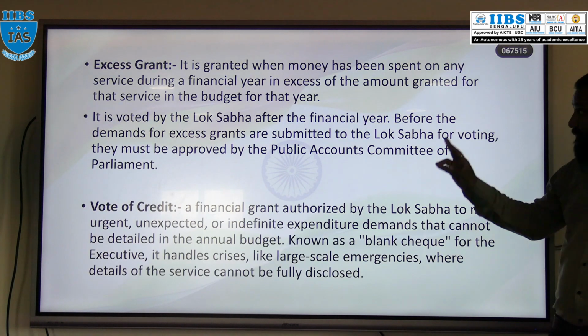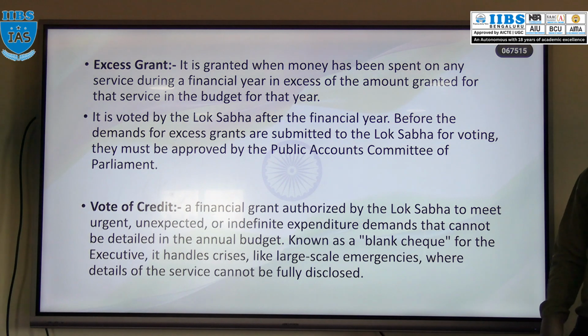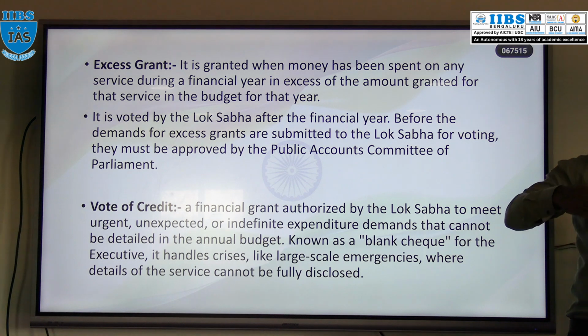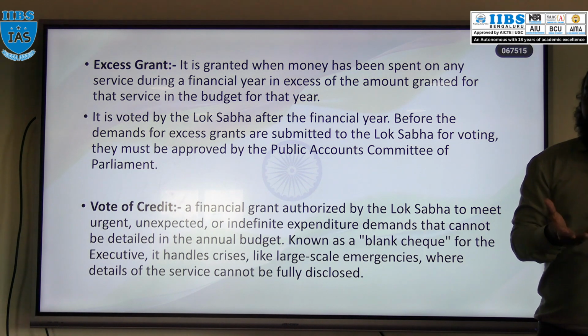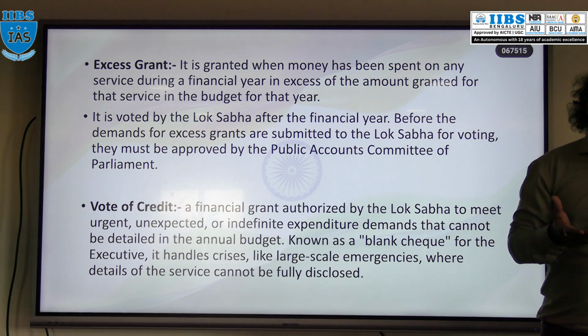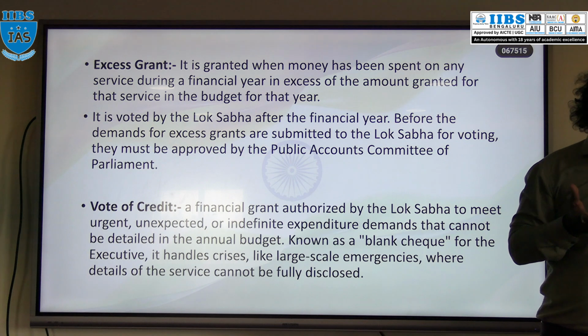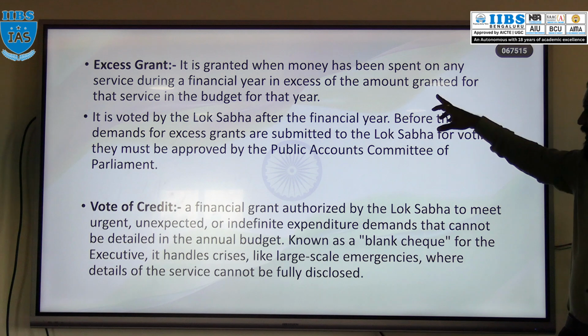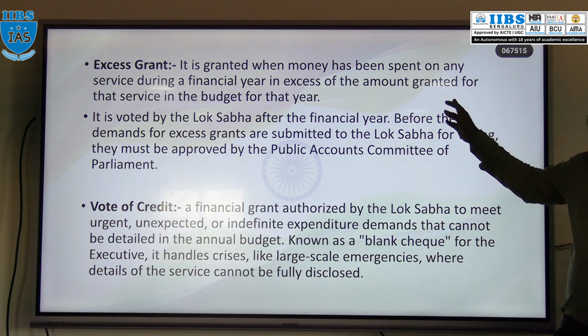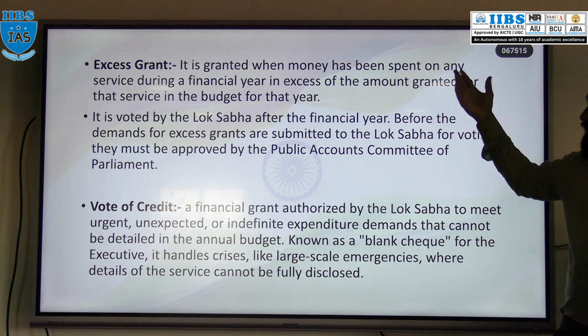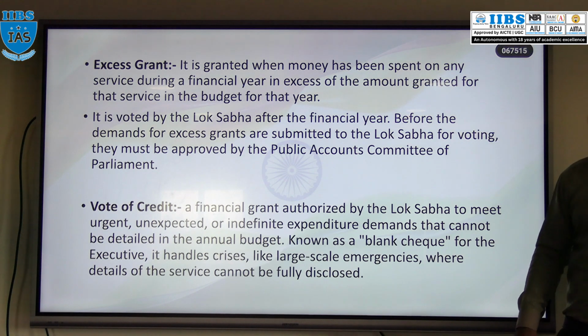Then excess grant. What is that excess grant? For example, a sports minister asked for 10,000 crore rupees in a financial year, but he incurred more than 10,000 crore rupees. Whatever the amount granted for him in that financial year, if expenditure is in excess of that grant, then at that time excess grant will be granted.